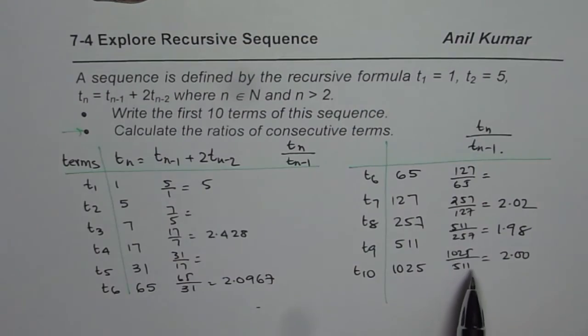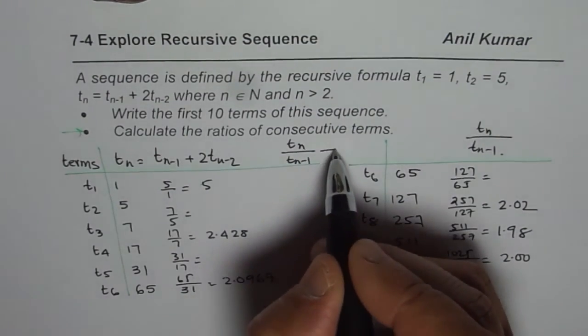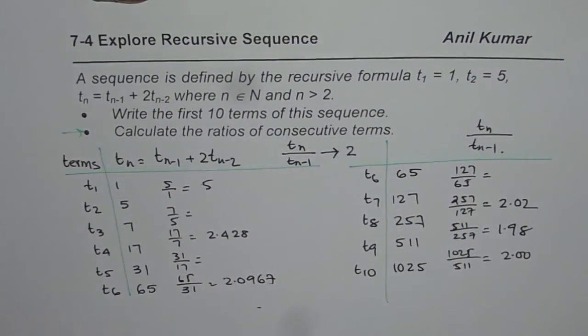So it seems that this ratio is approaching 2. That is what we can conclude, that tn over tn minus 1 approaches 2 from our calculations, right? So that is what we infer.